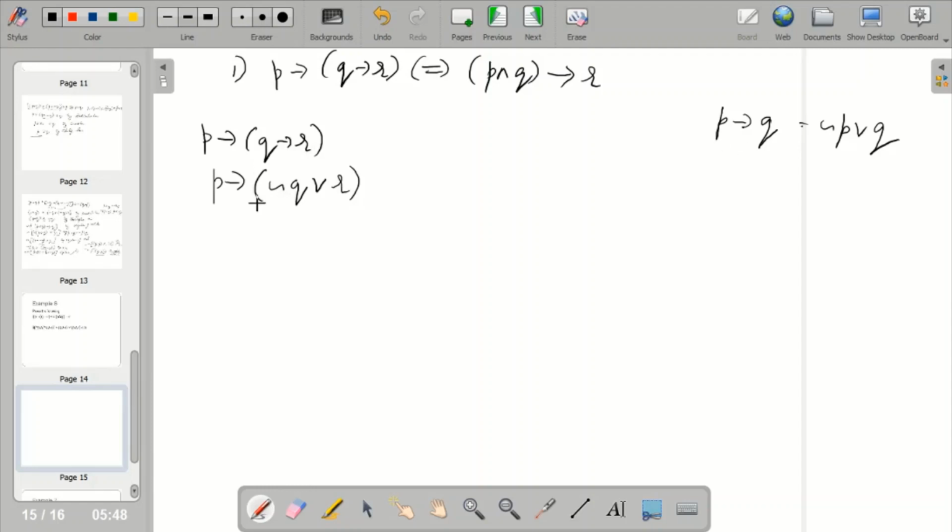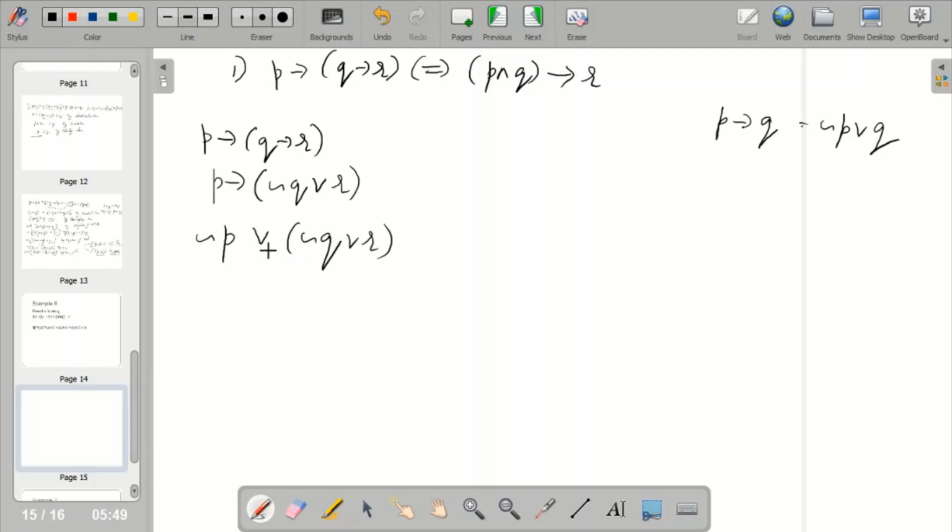This formula you apply. Next apply for this negation of Q or R. Next P conditional Q, this is Q now. What will it be? Negation of P or negation of Q or R. This is what we will get. Negation of Q or R.